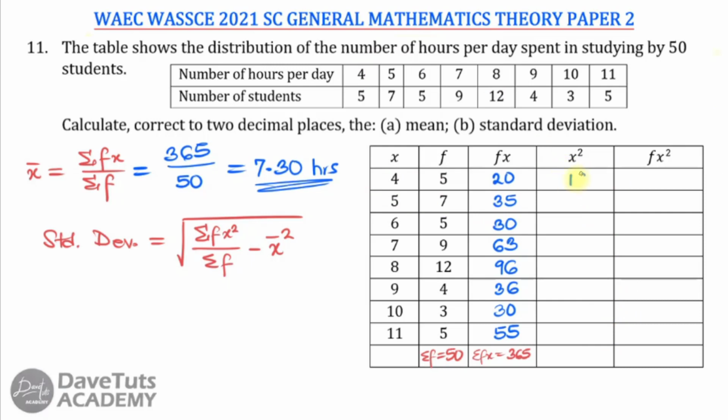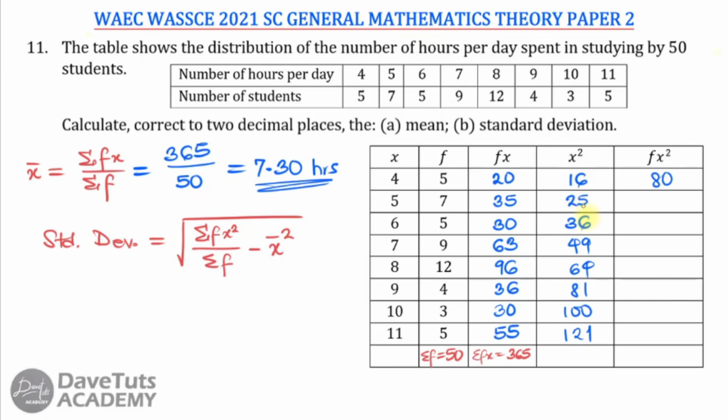4 square will be 16, 5 square 25, 6 square 36, 7 square 49, 8 square 64, 9 square 81, 10 square is 100, and 11 square is 121. Then, moving on, we can find the product of the frequency and the square of the data set. So fs square will be 4 raised to power 2, which is 16, times 5, that will be 80. So we have 80 here.